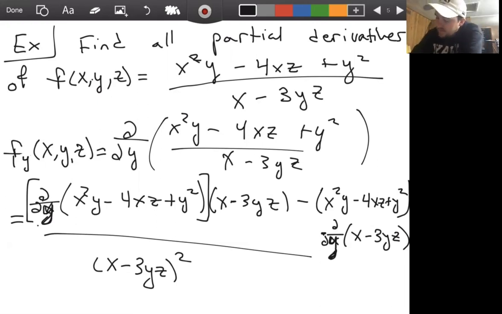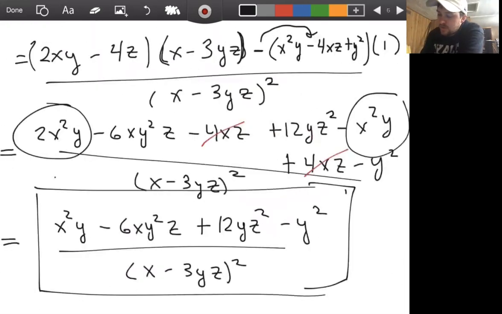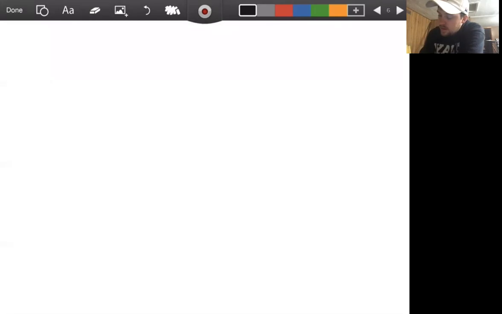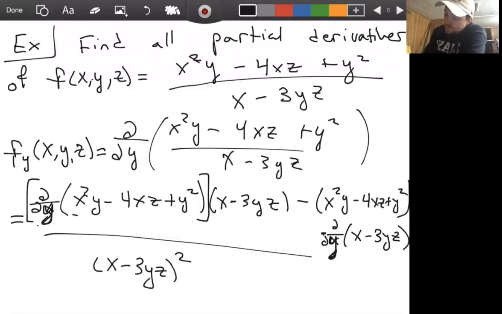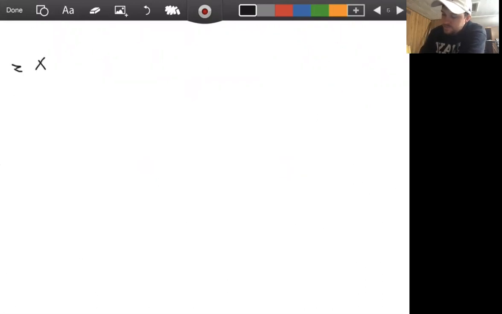And so now I'm taking the derivative of the numerator here with respect to y. The derivative of x squared y with respect to y is just going to be x squared. So let's start over here. We have the derivative with respect to y of x squared y, which we said was x squared.